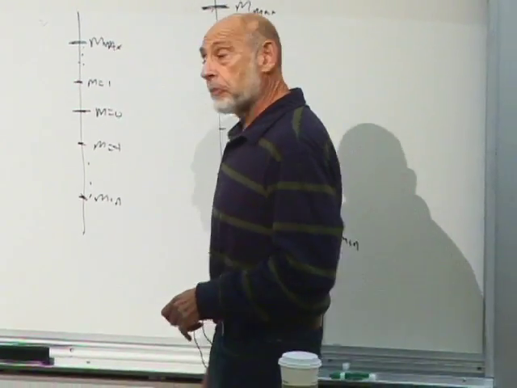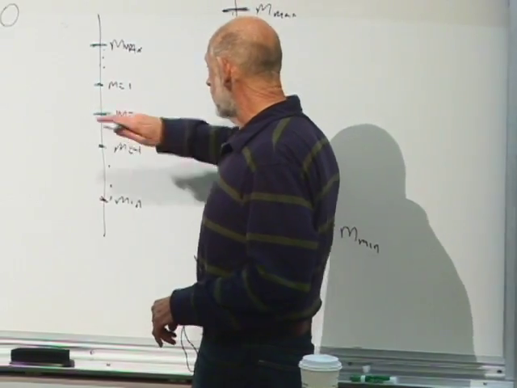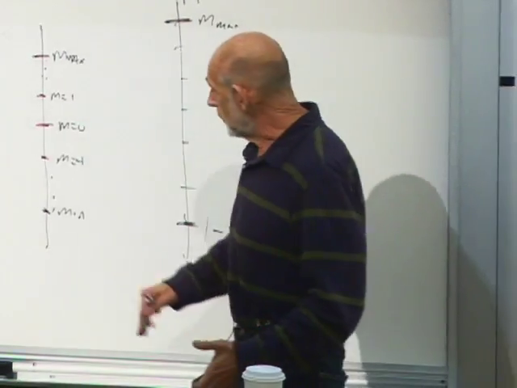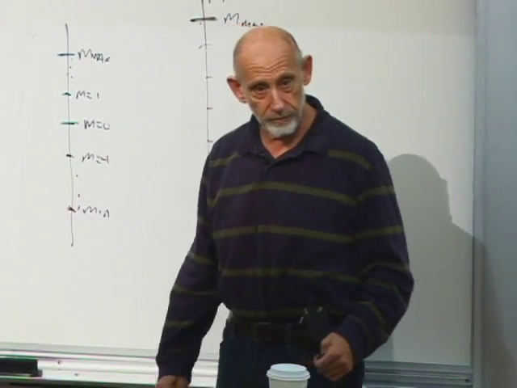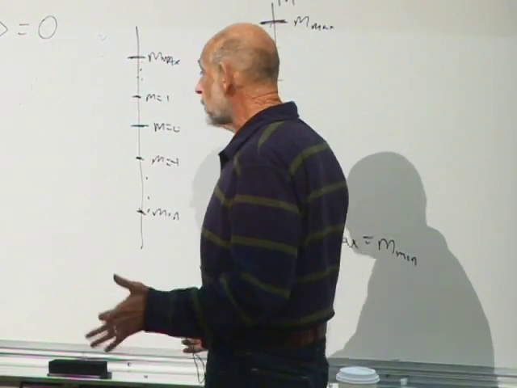For example, there are particles that have no spin at all. Then the spectrum of angular momentum is just M equals zero and nothing else. When you hit it with a raising operator, you get zero. When you hit it with a lowering operator, you get zero. That's spin zero.